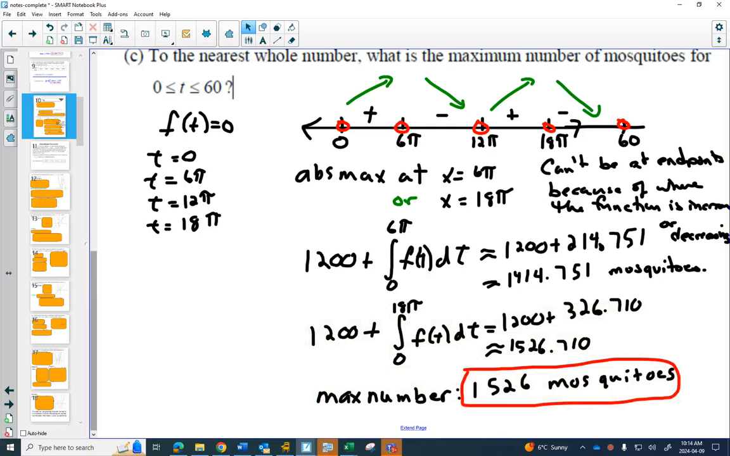And if we do the accumulation of change from 0 to 18 pi, we get 1,526.